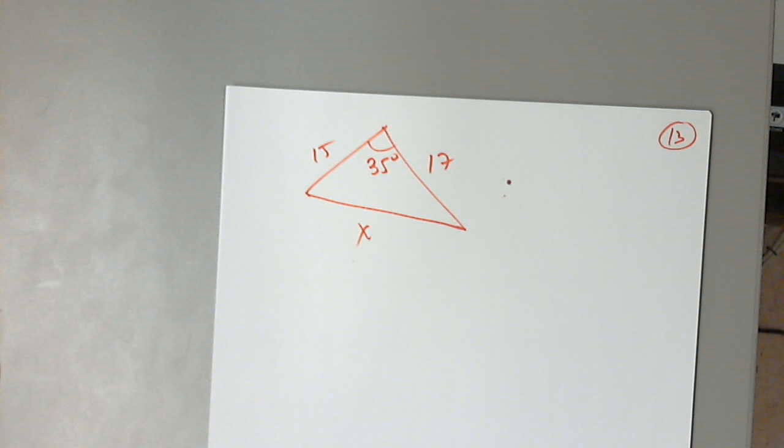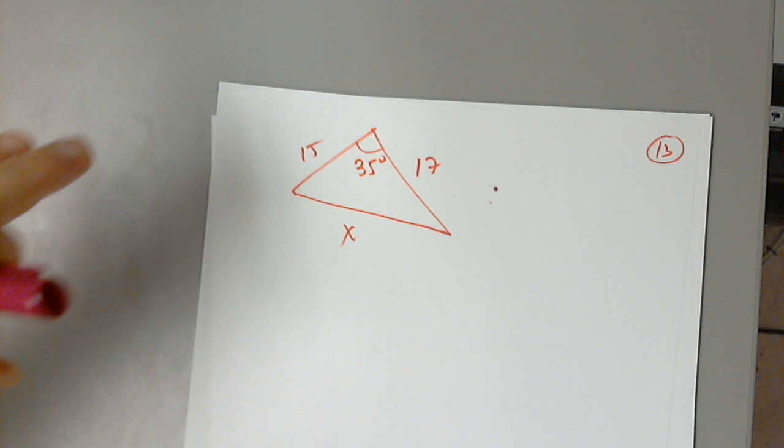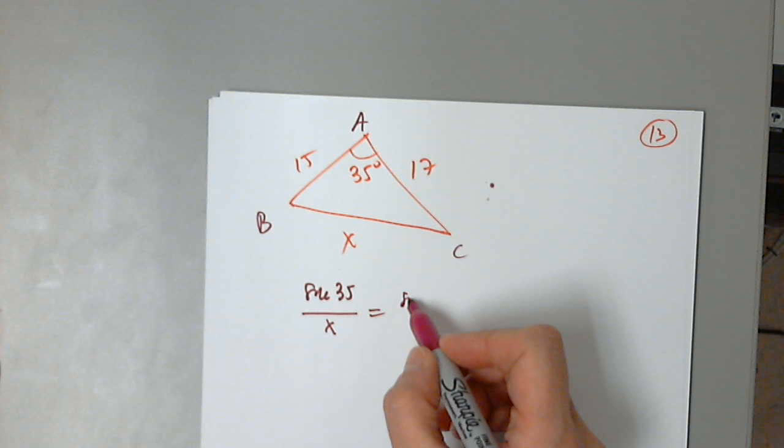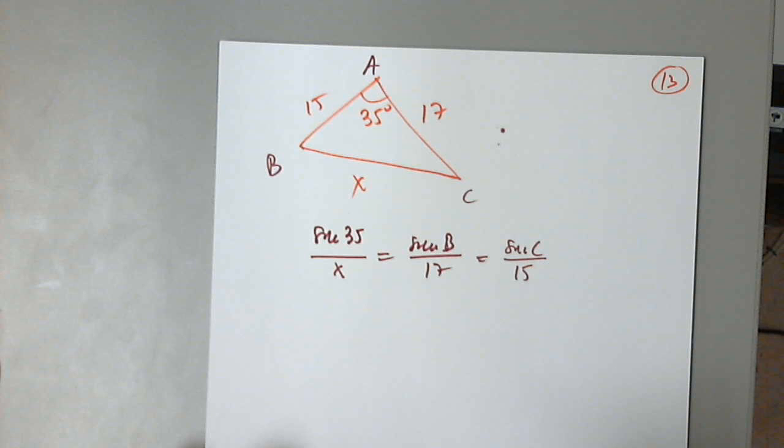Any suggestions? Let's write law of sines and see if it works. So A, B, C. So sine 35 over x equals sine B over 17 and equals sine C over 15. In any proportion, you have to have only one variable. Otherwise, you have to think of a different method.